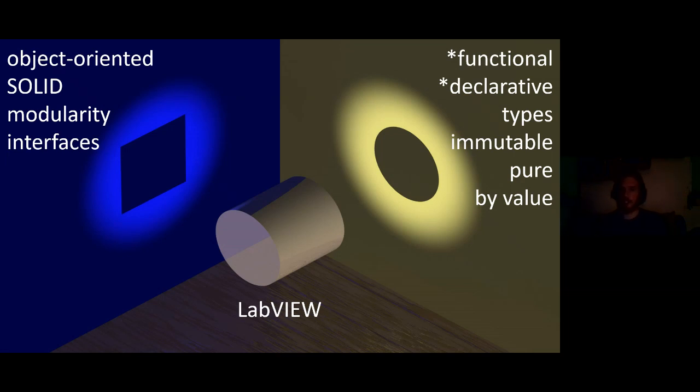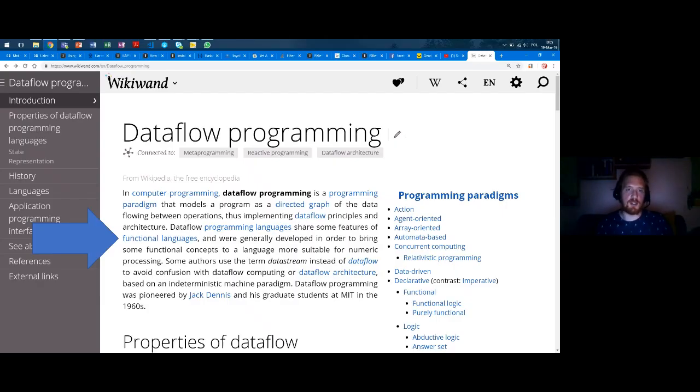So if you think about it, LabVIEW as a language has these two sides to it. It has the object-oriented, the SOLID, the modularity, the interfaces side, but it also has this functional side that many people don't notice. And if we notice it, and maybe if LabVIEW is given more features in the future that connect more closely to that functional side, we could embrace that a lot more than we do right now. It's even interesting when you look at the Wikipedia article for Dataflow: dataflow programming languages share some features of functional languages and were generally developed in order to bring some functional concepts to a language more suitable for numeric processing. Well, that's interesting.